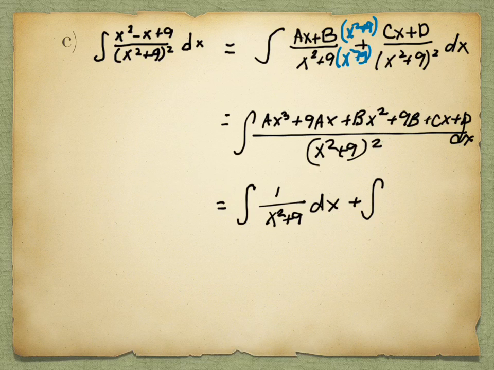What was c? -1, so this is -x. And what was d? 0. So it's just -x over x squared plus 9, all of that squared. Of course, chosen on purpose because you see some other things happening now. That first one, 1 over x squared plus 9, do you know what that is?